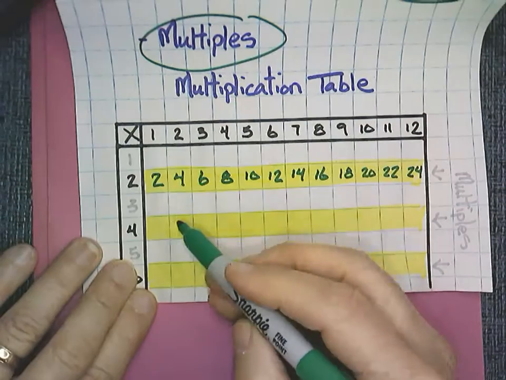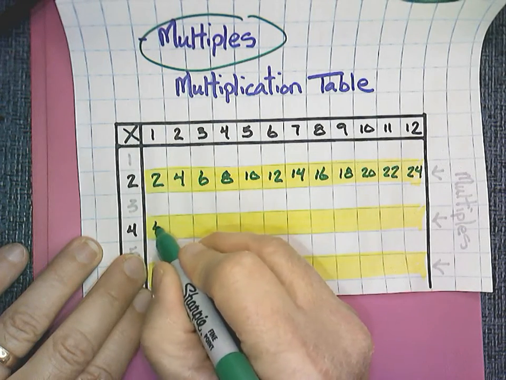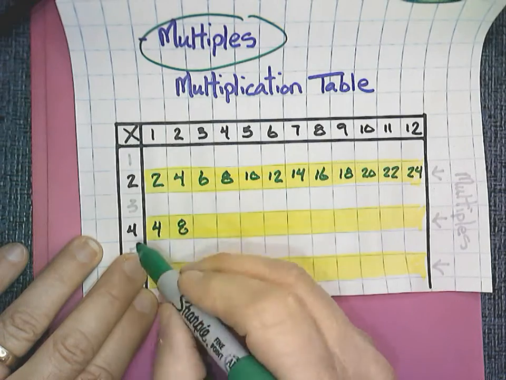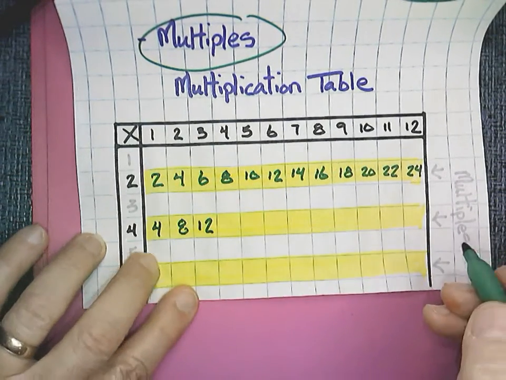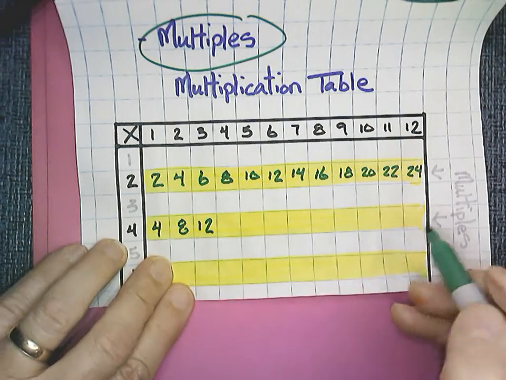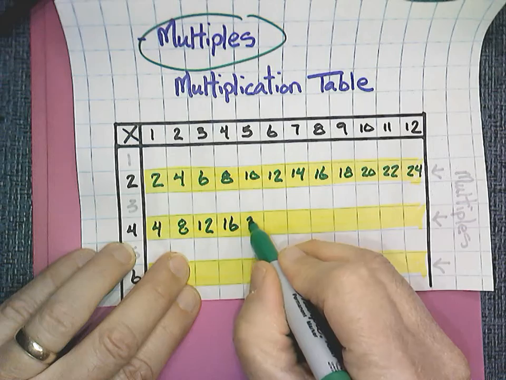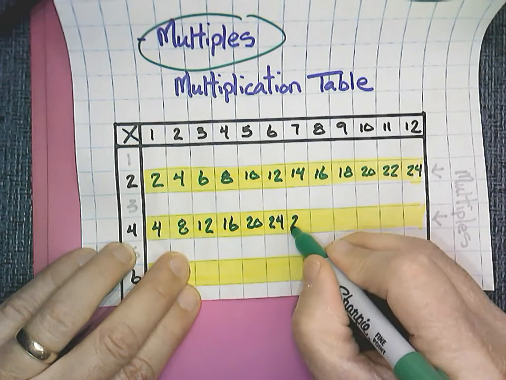And it's the same idea with 4. We would be counting by fours, or in other words, 4 times 1 is 4, 4 times 2 would be 8, 4 times 3. And you really want to get to the point that you know these by memory: 4, 8, 12, 16. It takes a little bit of practice, but it's definitely something that you can do.